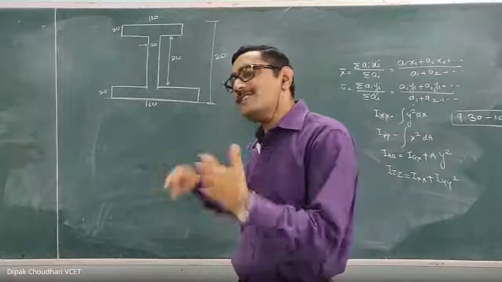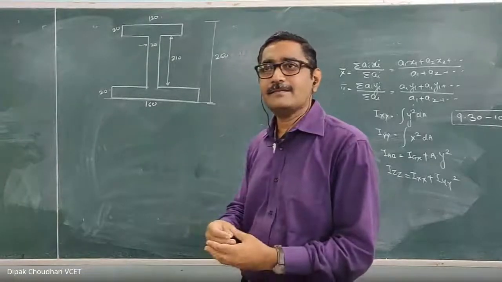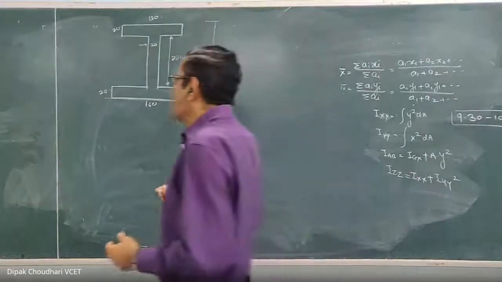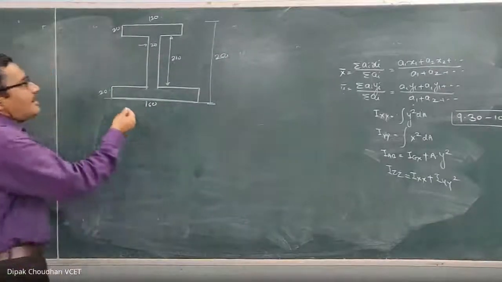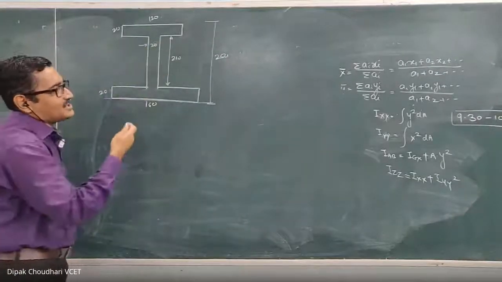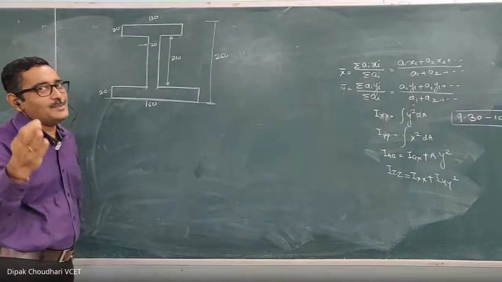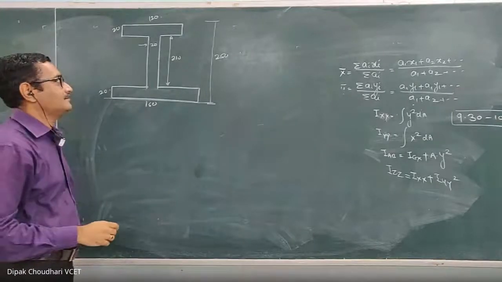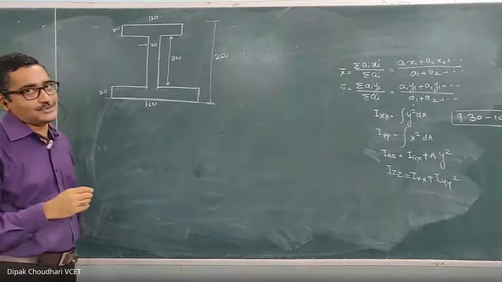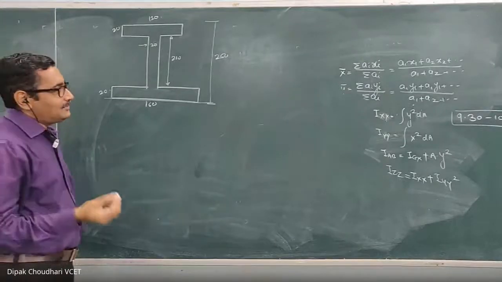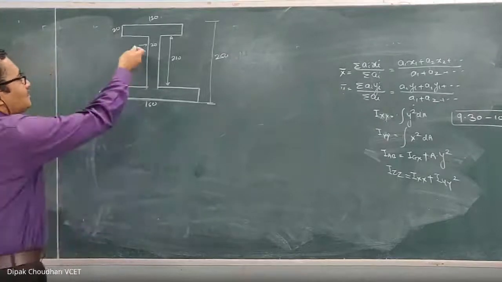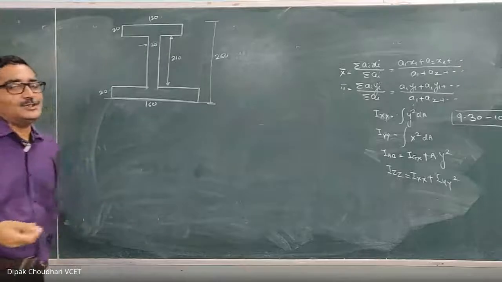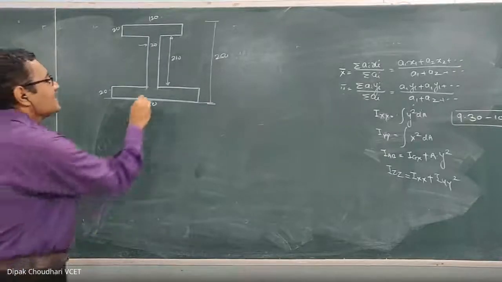Axis as well as with some other axis. Okay. Now, this is an unsymmetrical section. Since we have to calculate the moment of inertia about the centroidal axis, first we need to locate the centroid. To locate the centroid, let's split this given figure into the basic geometrical shapes.